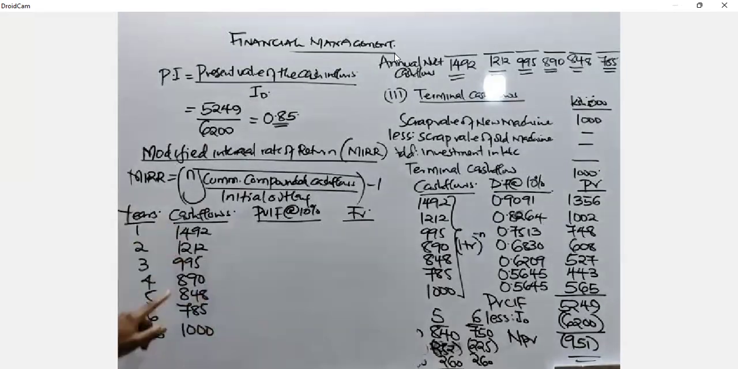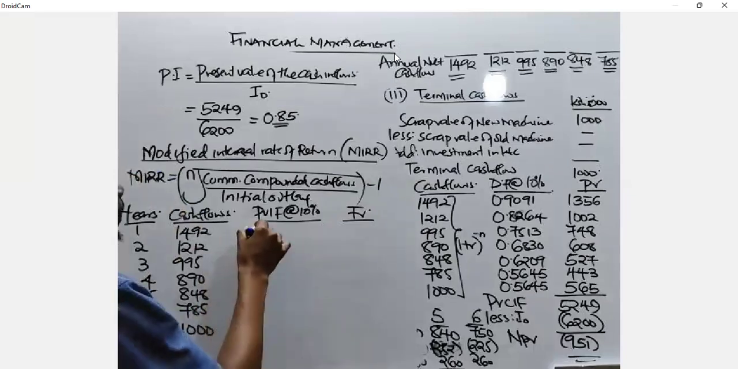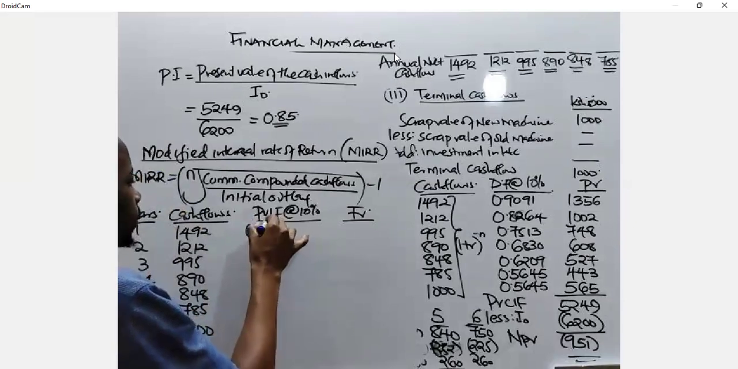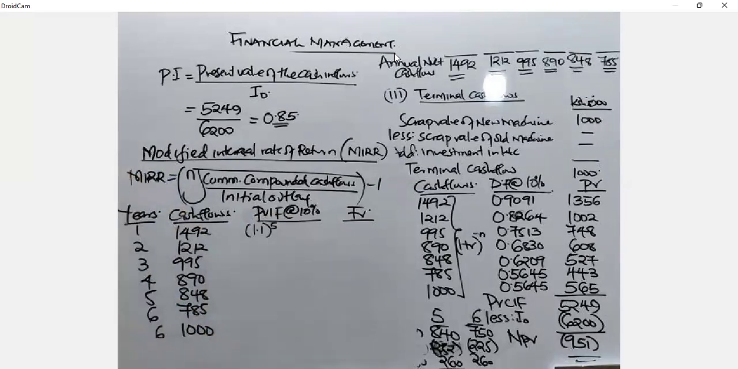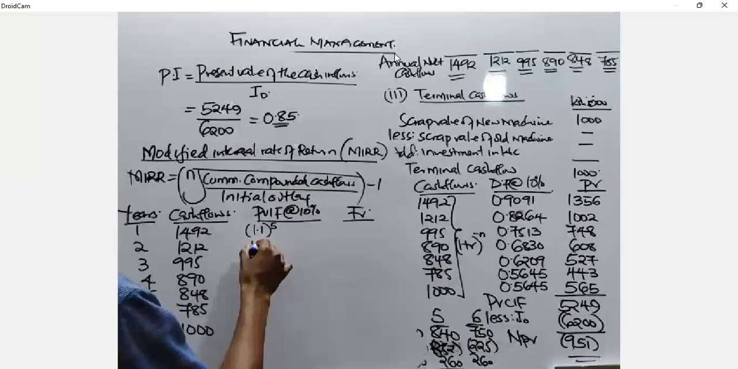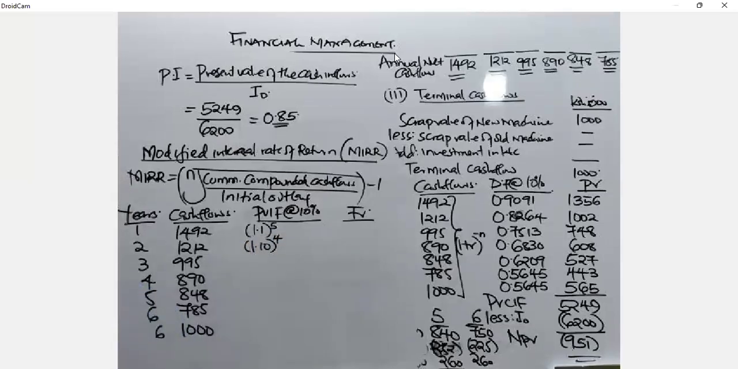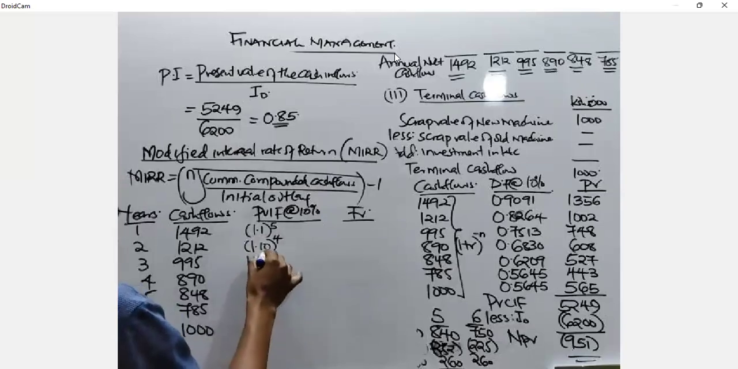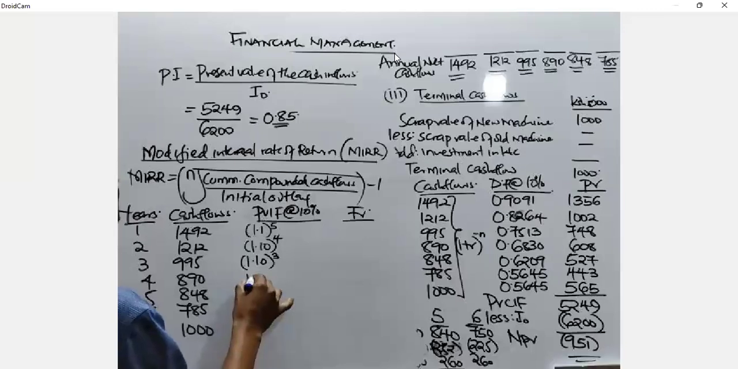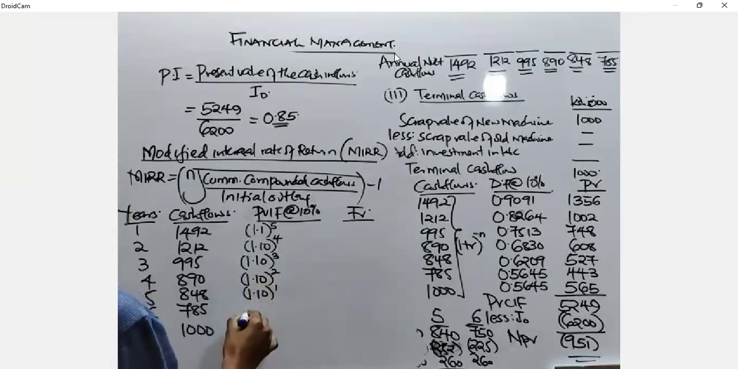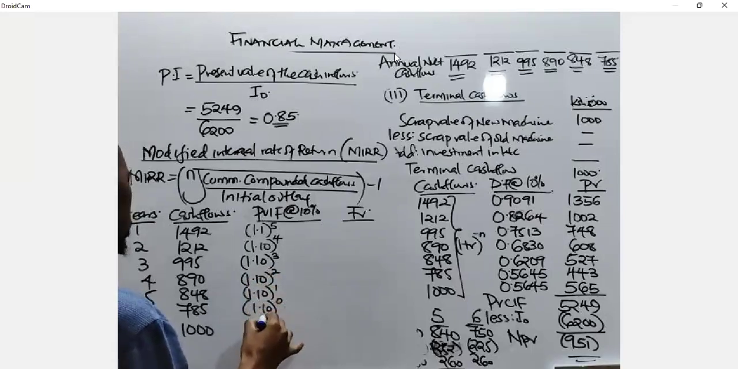Now, we have 6 years, but if the first one is deposited at the end of year 1, it will stay in the account for 5 years. So you say 1.1 raised to power 5. What about the second one? It will be 1.10 raised to power 4. The third one will be 1.10 raised to power 3. Then 1.10 raised to power 2, 1.10 raised to power 1, and then 1.10 raised to power 0.